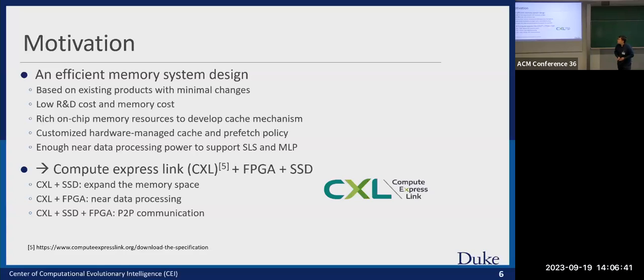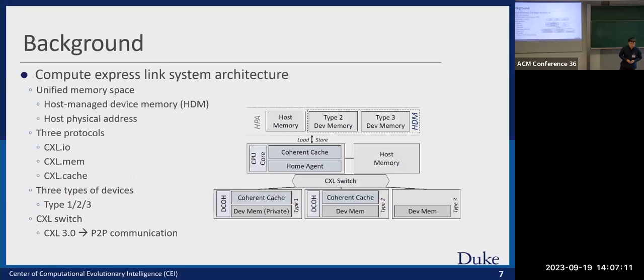And so it comes to our selection that we use the near data processing solution to build such a system. For our platform, we select the Compute Express Link, a coherent interconnect standard that will be used in the next gen system, combined with an FPGA and SSD. The SSD is used to expand the overall memory space of the system, while the FPGA provides the computing power to support those kinds of applications. And the CXL provides the possibility to perform point-to-point communication between those two parts.